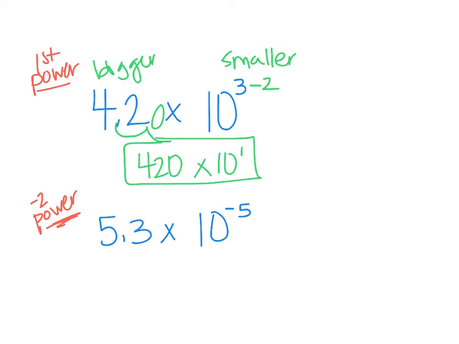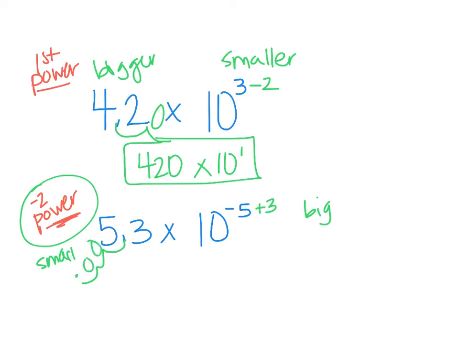Okay, and then this last one, I want it to be to the negative 2nd power. So I'm going to have to add 3 here. Okay, so I made this bigger. So this needs to be smaller over here. 3 times, 1, 2, 3. That's really like dividing by 1,000. And I end up with 0.0053 times 10 to the negative second.